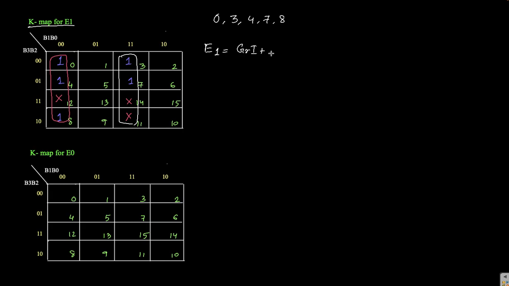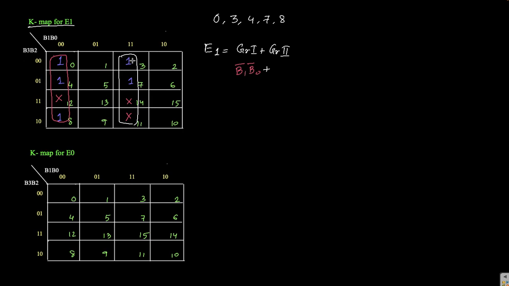It is group 1 plus group 2. So what is group 1? In group 1, B1 and B0 both do not change, so it becomes B1 bar and B0 bar because both are 0. Now for group 2, for the vertical column it is B0 and B1 bar, and for the horizontal column all are changing, so we cannot consider the horizontal column.